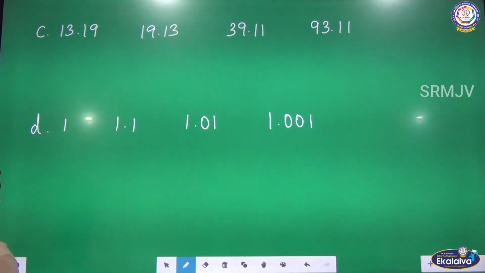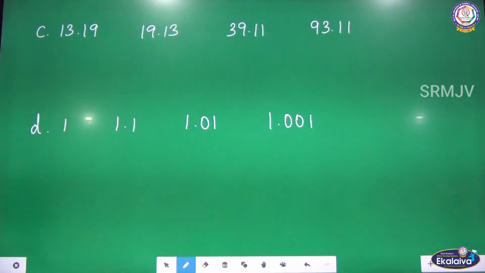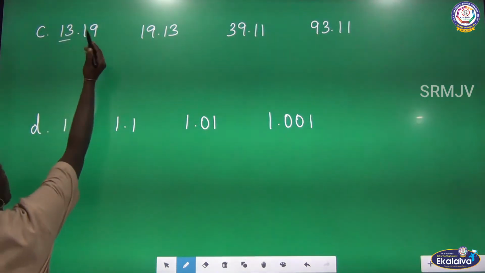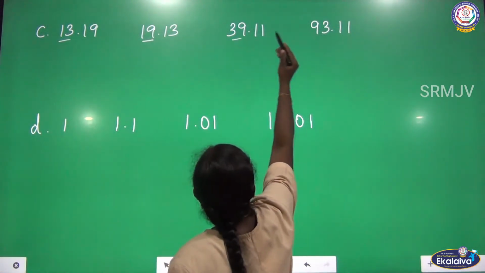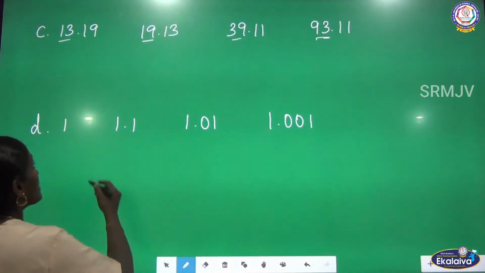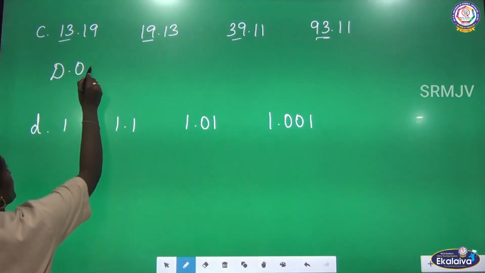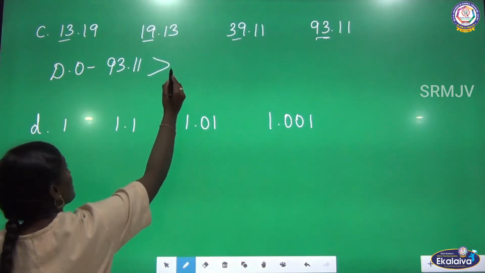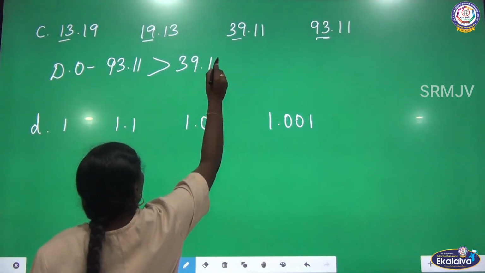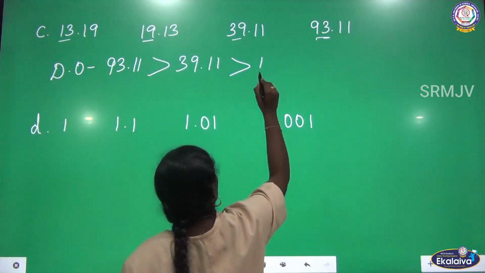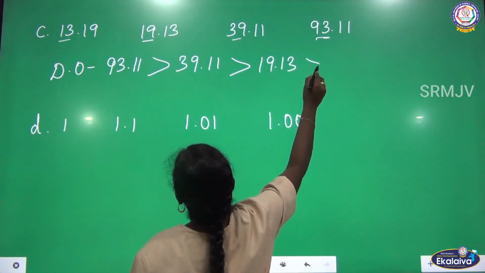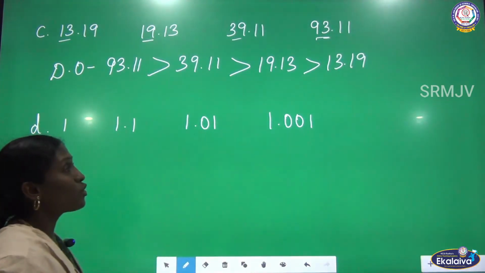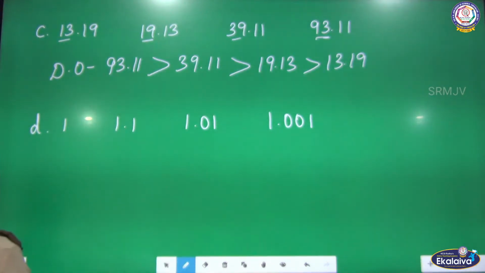Then the next one, 13.19, 19.13, 39.11, 93.16. While comparing the whole number, we can identify the greatest number. So 93 is the greatest number. So first number is 93.16. Then second one is 39.11 and 19.13 and 13.19. While comparing the whole number part, we got the descending order.